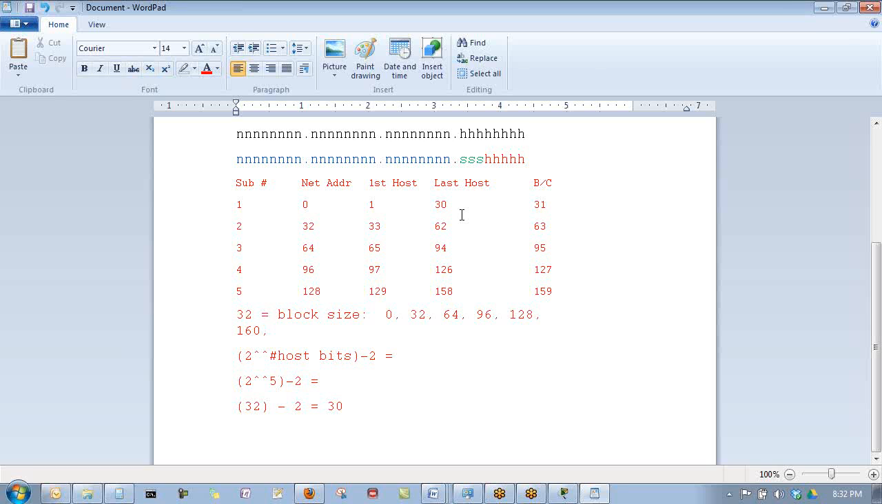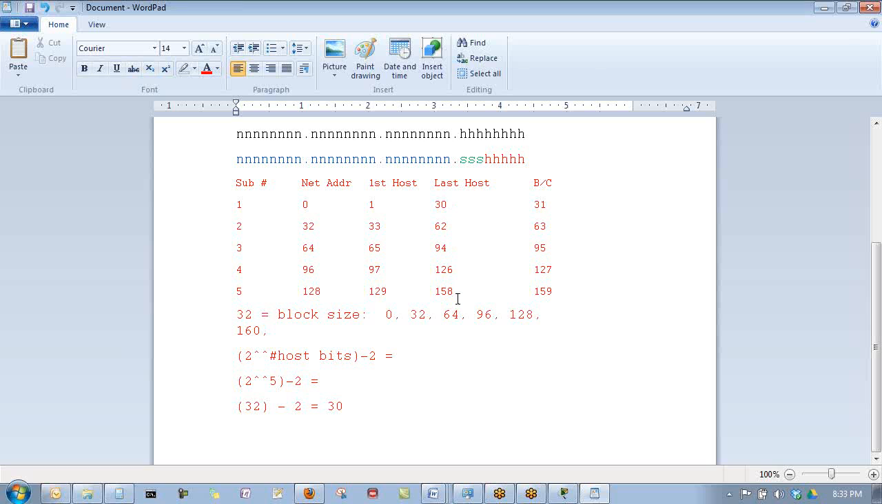But in our next session, we're going to talk about, one, some of the crazy circumstances that we can get into, and two, we'll talk about variable length subnet masks.